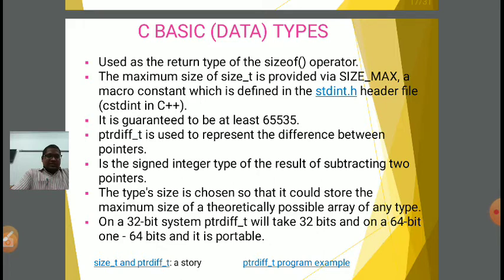The ptrdiff_t data type is used to represent the difference between pointers. It is a signed integer type, the type of the result of subtracting two pointers. The type size is chosen so that it could store the maximum size of a theoretically possible array of any type. On a 32-bit system, ptrdiff_t will take 32 bits, and similarly on a 64-bit system it will take 64 bits, and it is portable.